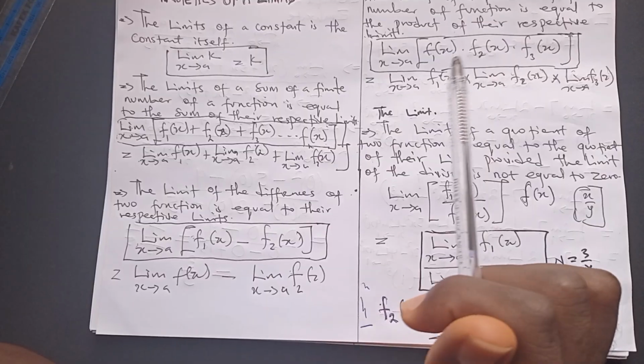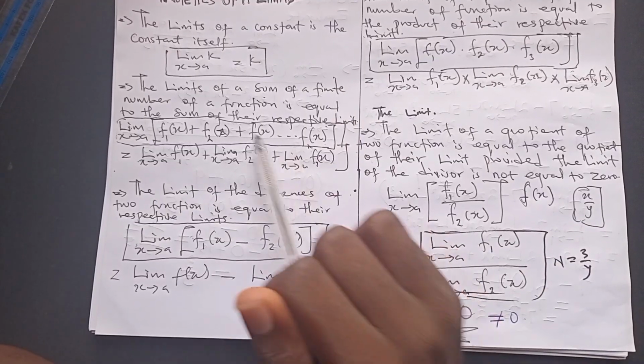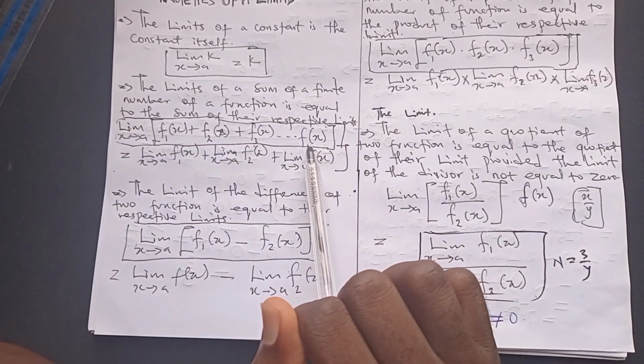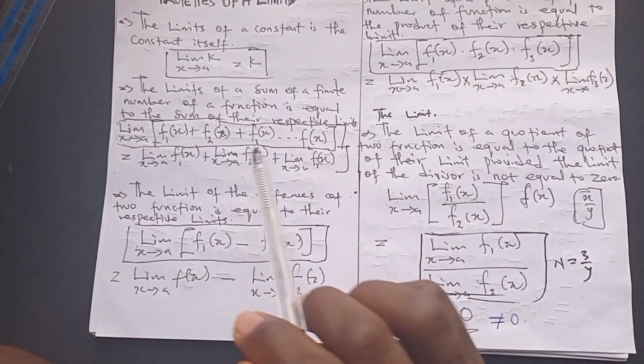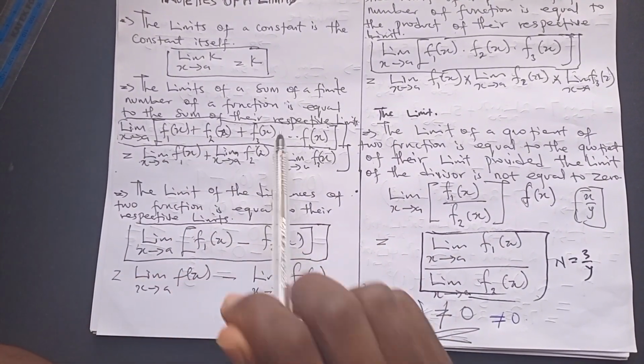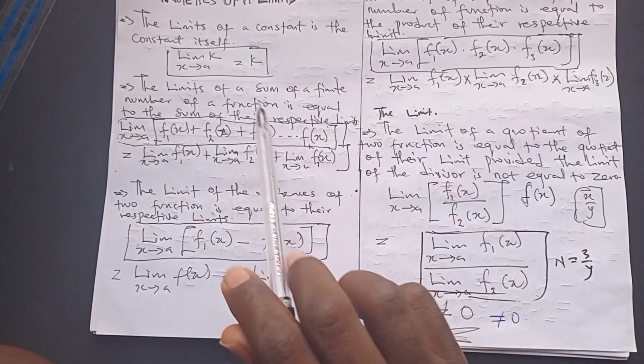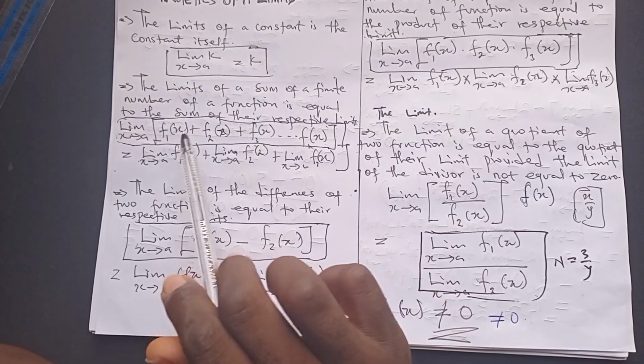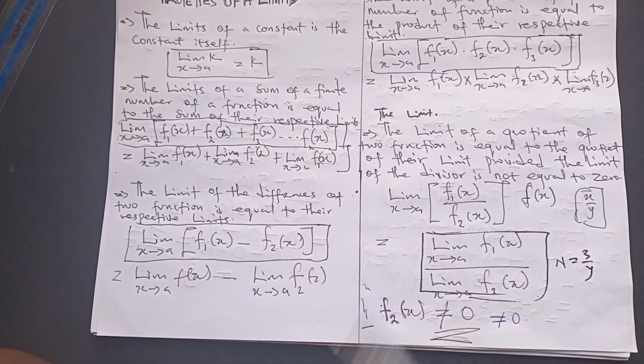So remember, it says that the limit of the sum of a finite number of functions is equal to the sum of their respective limits, taking the limit of each term inside.